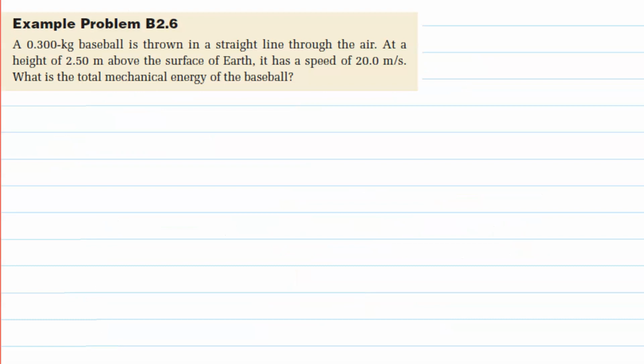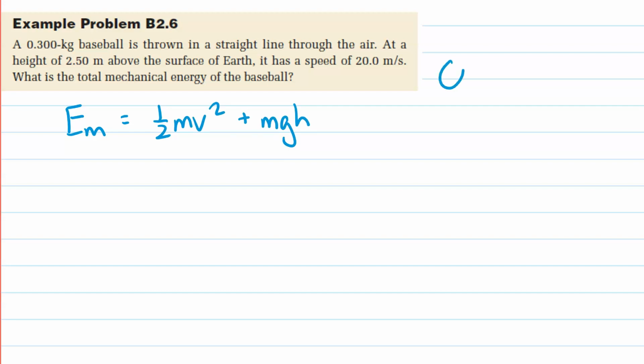So let's look at a few examples. The examples aren't from your textbook, they're from a different textbook, so just follow along. We have a 0.3 kilogram baseball thrown in a straight line through the air. The baseball is at a height 2.5 meters above the surface of the earth, and we have its speed, 20 meters per second. What's the total mechanical energy of the baseball? Well, we have a formula for that. It's just the sum of kinetic plus the gravitational potential energy. 1/2 mv squared is kinetic energy. We'll add that to the potential energy, mgh.